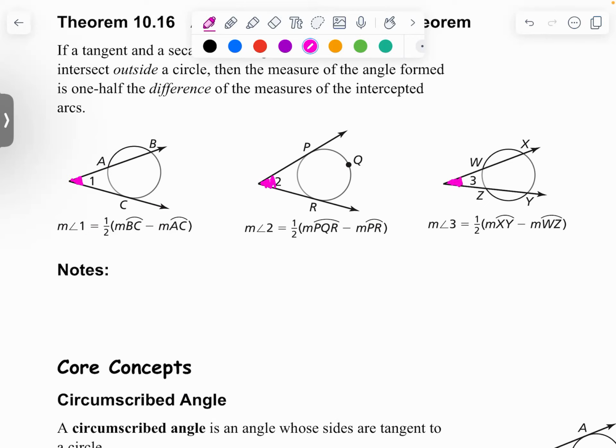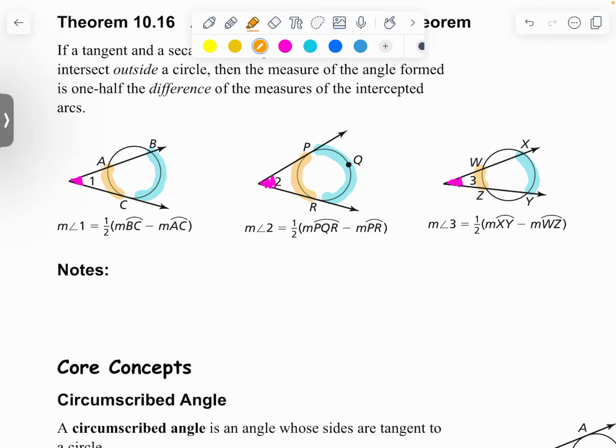And you'll notice how our process is very similar to our inside circles, but this time we are going to subtract. So we are going to take the two intercepting arcs, subtract them, divide by 2. Intercepting arcs, subtract them, divide by 2. Intercepting arcs, subtract them, divide by 2.